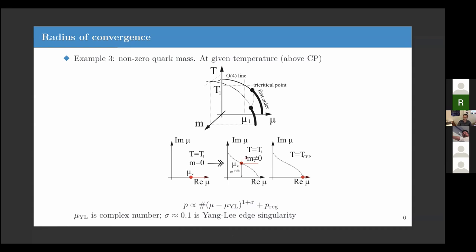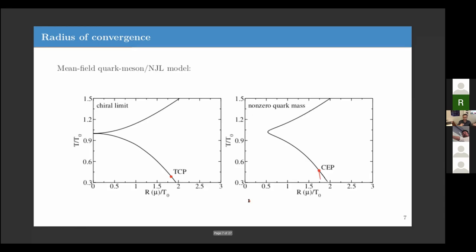Okay, so what do we know about the singularity? Well, we know how pressure behaves near the singularity as a function of the chemical potential. And we know the critical exponent. Okay, so just to demonstrate, in model calculations, we can define the radius of convergence exactly without performing the Taylor series analysis. We can just locate the location of the critical point.